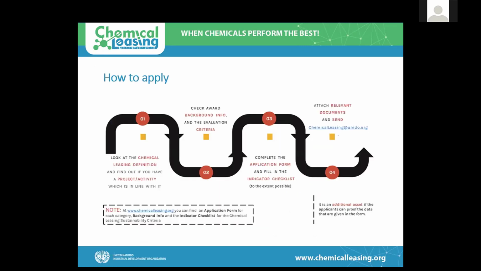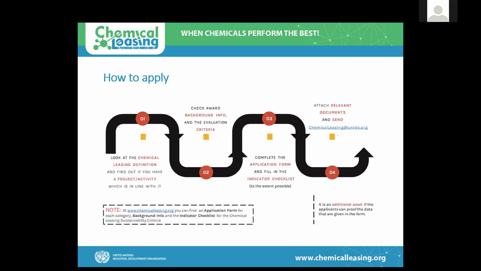On how to apply, basically what we always recommend is that you check the definition of chemical leasing and find out if you already have, because of the time, it's better if you already have a business model like this ongoing.